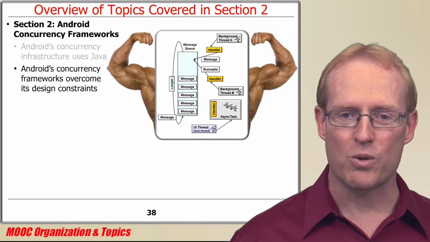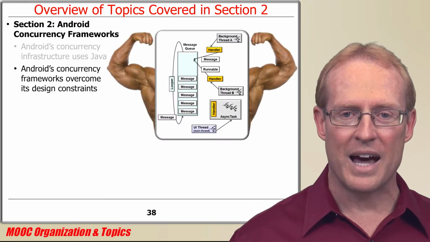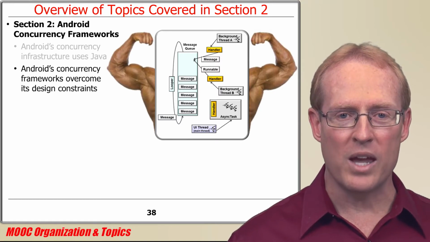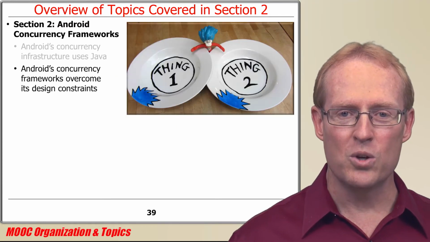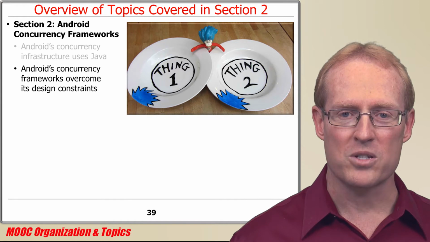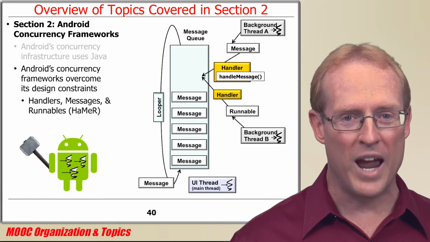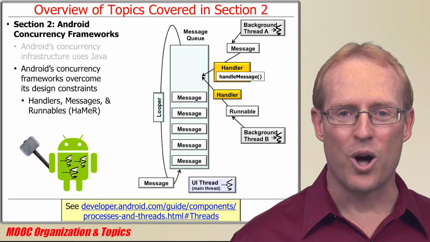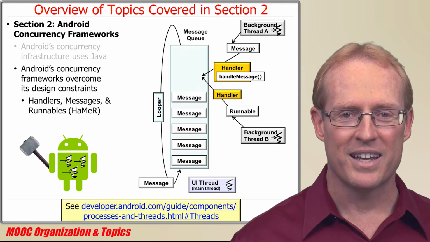To overcome these constraints, therefore, Android provides several concurrency frameworks that allow background threads to run in parallel on multiple cores and communicate in various ways with its user interface thread. Section 2 focuses on 2 Android concurrency frameworks. First, we cover its handlers, runnables, and messages, or HaMeR framework, which provides a loosely connected set of classes that allow long-duration operations to run in one or more background threads and then publish the results of these operations to the user interface thread.